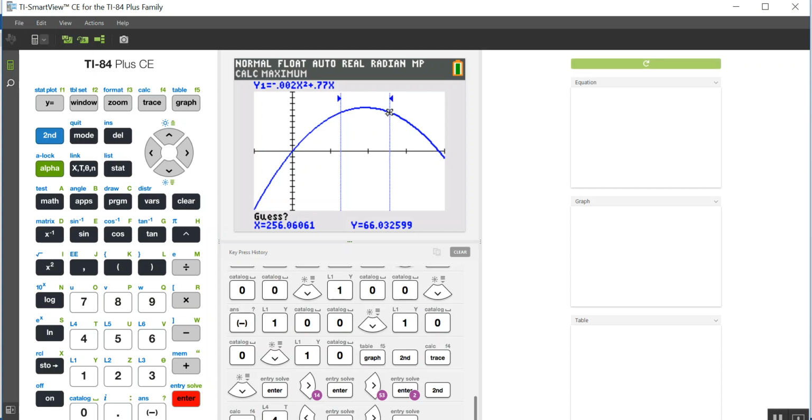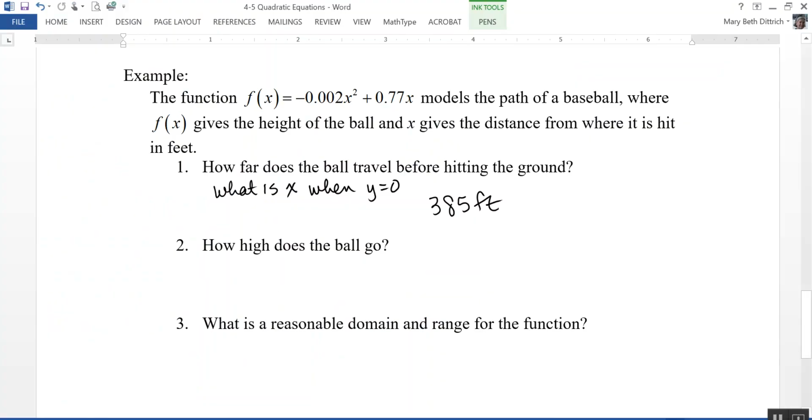So what it's going to be doing is looking for what is the highest point between those two lines. It says guess, so let's hit enter again. It's going to take a few minutes to think. And it tells me that my maximum value, my vertex, is the point 192.5, and my y value is 74.1125, a little more than 74. So how high does the ball go? It goes approximately 74 feet.